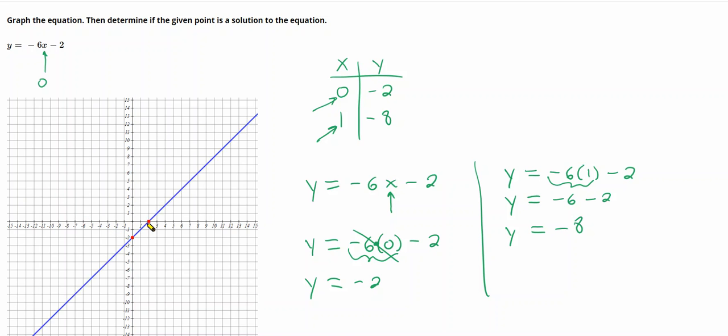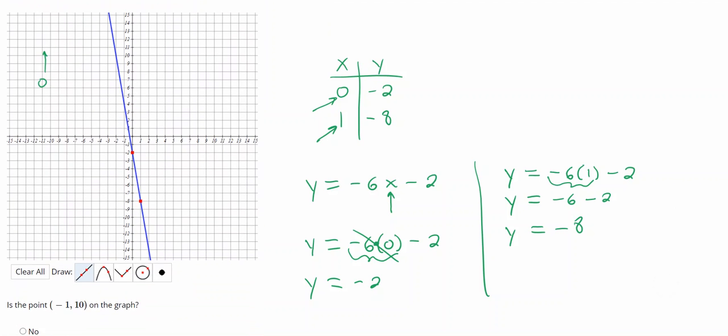Okay? Now we've got to find my second one. So we'll use 1, right? So when x is 1, it said y is all the way down here at -8. So there you go. So that should be it.